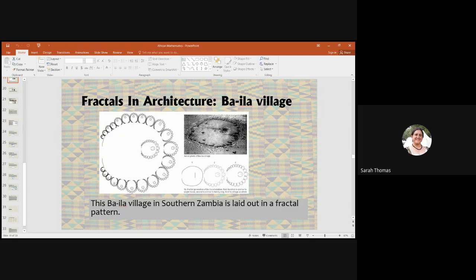So it's kind of interesting because this reflects their social structure as well. It's not just that this is a cool way to lay out a village. This is also reflecting their social structure, where the chief is in charge, but the chief worships the ancestors, and then the family groups respect the chief, and then within the family groups, the families respect the head of the family group.